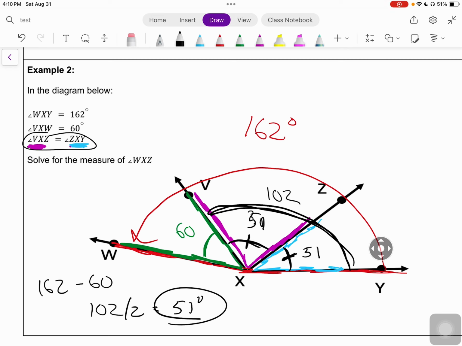So now, I'm going to try to find a different color here so we can go over everything, but I'll do it maybe with this yellow highlighter. WXZ. Well, where's WXZ? W, X, and Z is this whole thing here. So if I'm looking for this opening, I'm going to add together this 60 and this 51. All right, and that's going to make, let's see, 60 plus 51 is going to make 111 degrees for WXZ. Right?